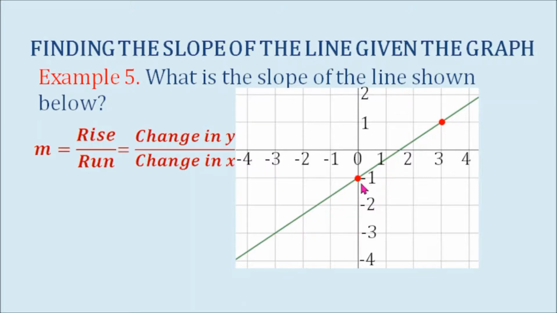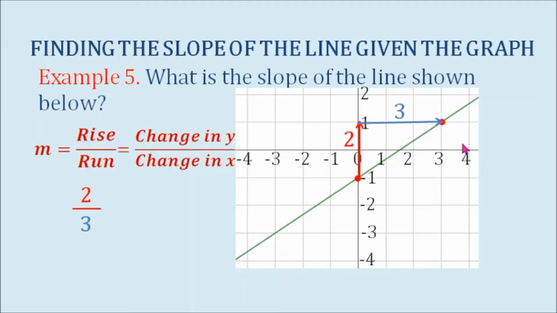So we start from this point. We are going to determine the change in y. So this is the change in y. That's 2 units. And then over change in x. So from this point here going to this point, it's 3. So the change in y is 2 and the change in x is 3. So our slope is 2/3.